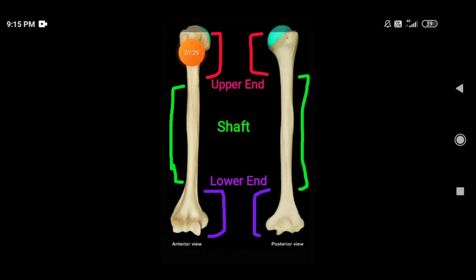This is the anterior view of the humerus bone, and this is the posterior view. This is the upper end, this is the lower end, and this is the shaft of the humerus.